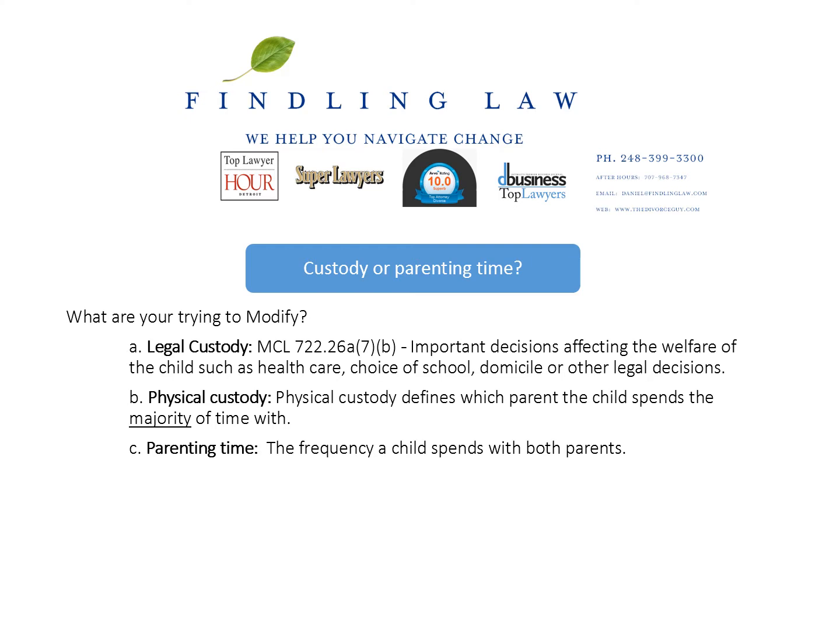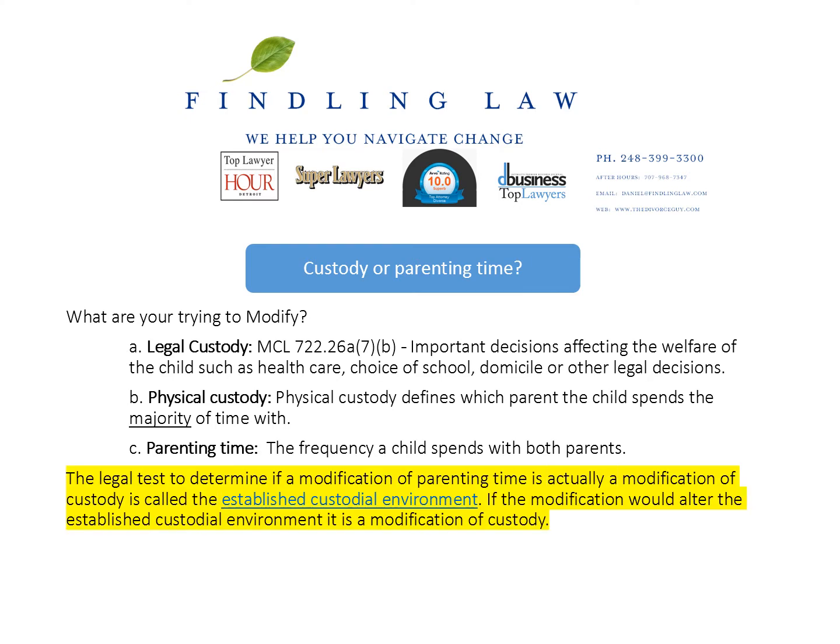And parenting time describes the frequency by which a child spends time with each parent. Well, if Mondays and Tuesdays are with mom and Wednesdays and Thursdays are with dad, and maybe the parties alternate weekends, alternate the holidays and the school breaks, they would have equal parenting time. But which overnights are with which parent is what we describe as parenting time.